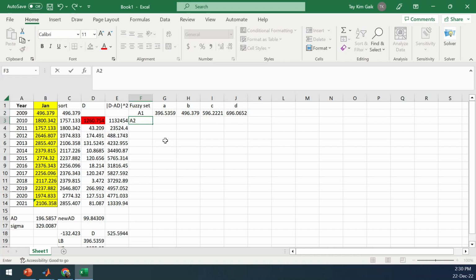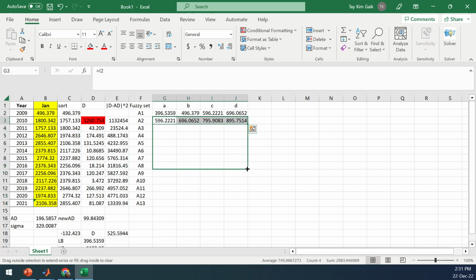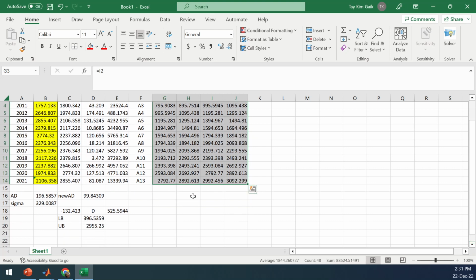The next fuzzy set A2: the value of the next A equals the previous C, and the value of the next B equals the previous D. So your trapezoids will overlap. Then you can copy these two down. These are all the values for my fuzzy set. How many sets you want to form depends on the upper bound. 2955.